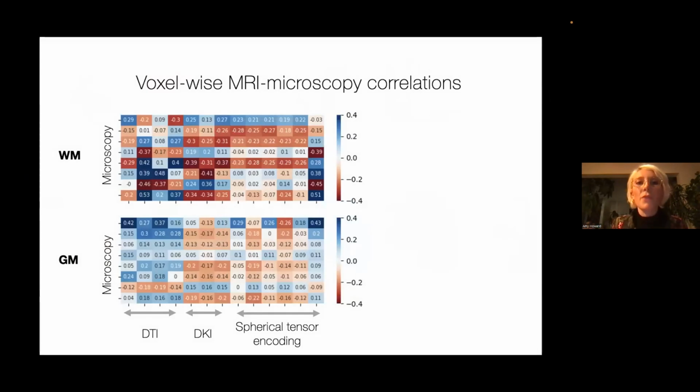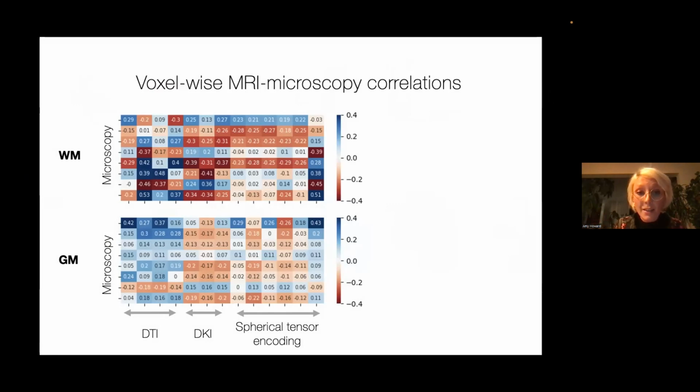So, of course, we can do voxel-wise MRI microscopy correlations, where here I'm showing correlations between different microscopy metrics and a range of diffusion metrics that are extracted from our rich diffusion protocol. And in the middle, you can just see the correlation coefficient.